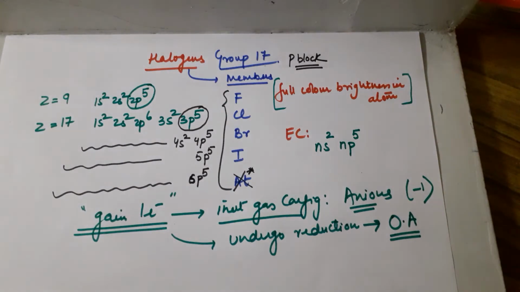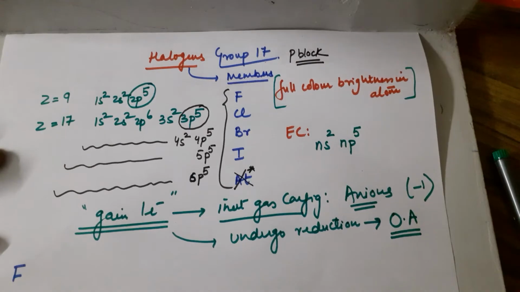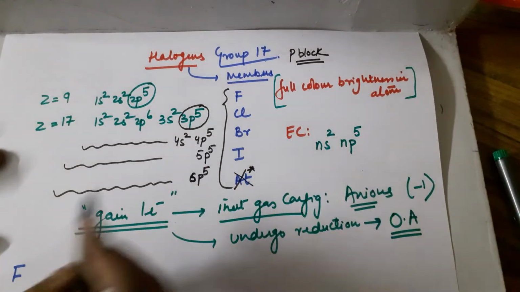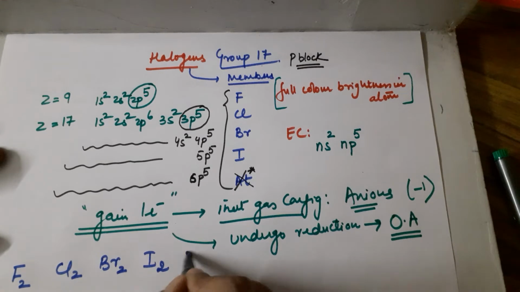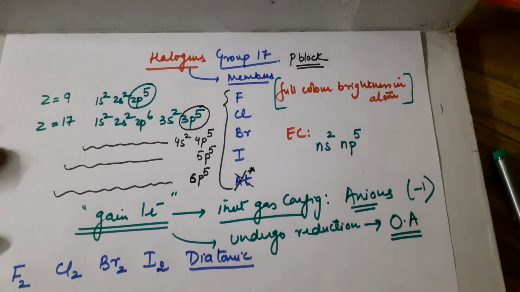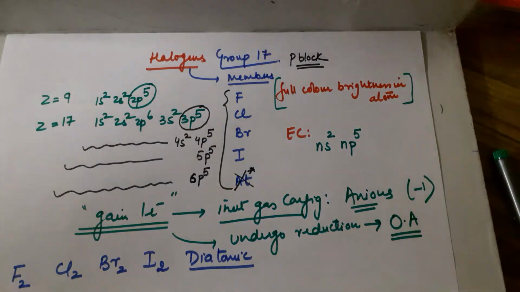agents in general. Fine. Now, as far as their existence is concerned, all of them are found in a diatomic state. Because they have to share one electron, they exist as F2, Cl2, Br2 and I2. They exist as diatomic in nature and they have one covalent bond between them.